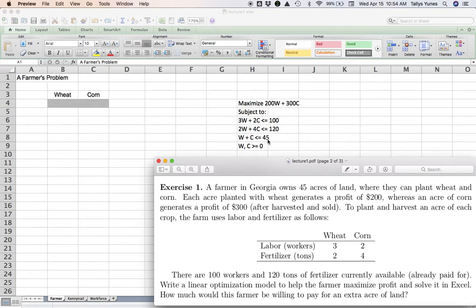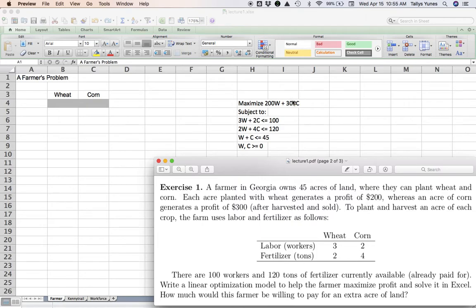And finally, the acreage. I have 45 acres. How many acres am I planting? Well, however many with wheat plus however many with corn. Okay, great. And these variables are non-negative for obvious reasons. And my objective is to maximize profit. I just take the profit per acre of wheat times how many acres of wheat I planted.